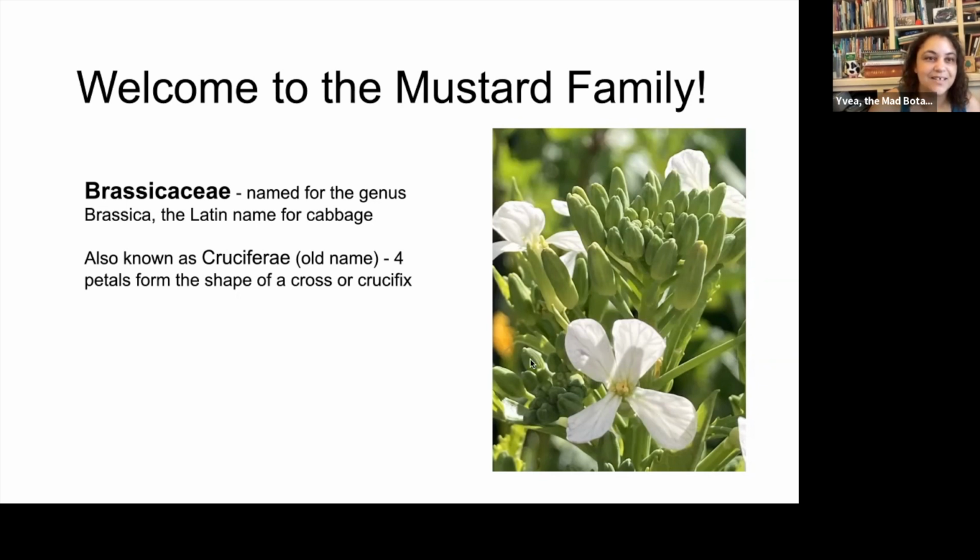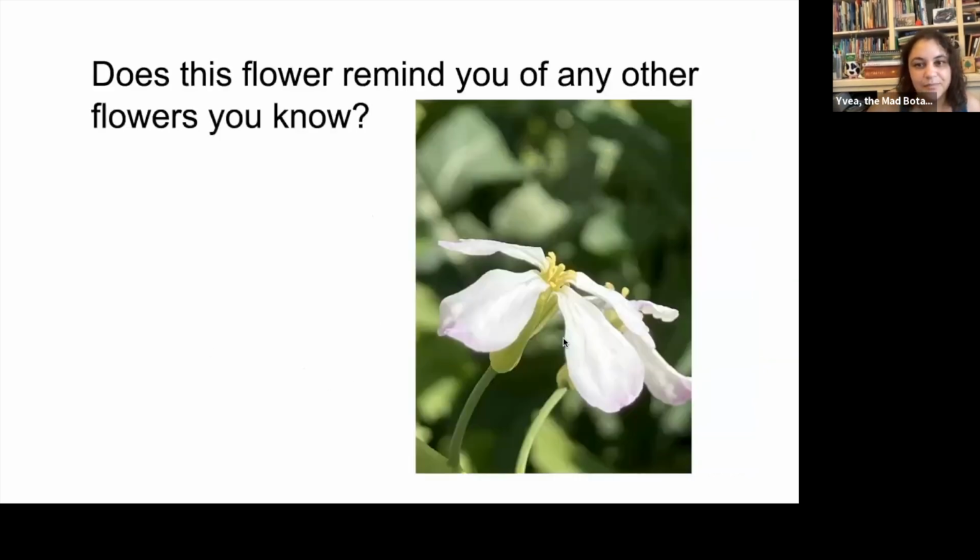Anybody want to guess? This one is a radish. It's a radish flower. And let's see if I can make it go backwards. This one is like the one we just saw, also a radish flower.